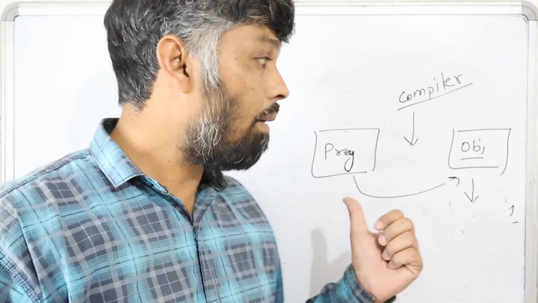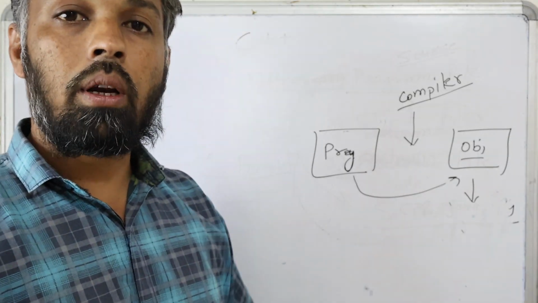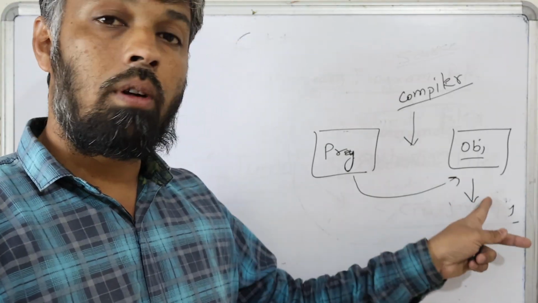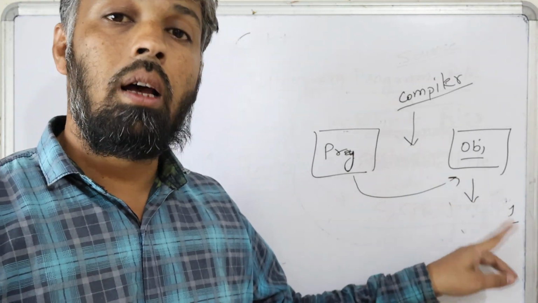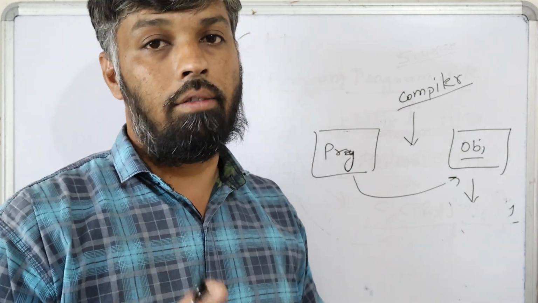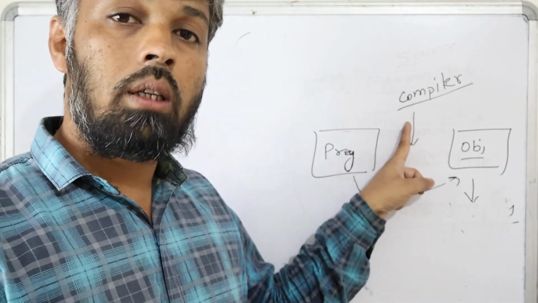So that's why we have to convert each and every program into a binary language so that computer can understand that, right? So that is the thing. You understand why we converted into object file? And now what is object file? An object file is a binary version of your program file, and it can only be done through this compiler.